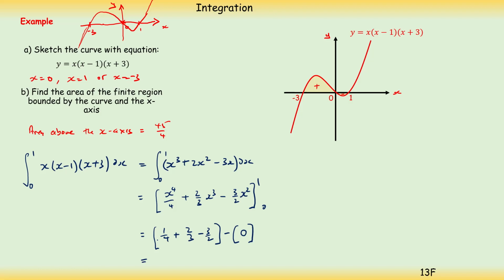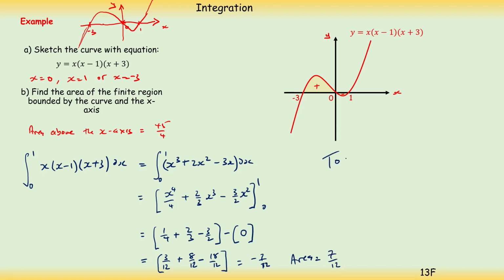Right, and working through that, what's our common denominator here? 12. So we've got 3 over 12 plus 8 over 12 minus, times 6, 18 over 12. Work that out, should get minus 7 over 12, which is what we expect. We get a negative, so the area is equal to 7 over 12 under the curve.